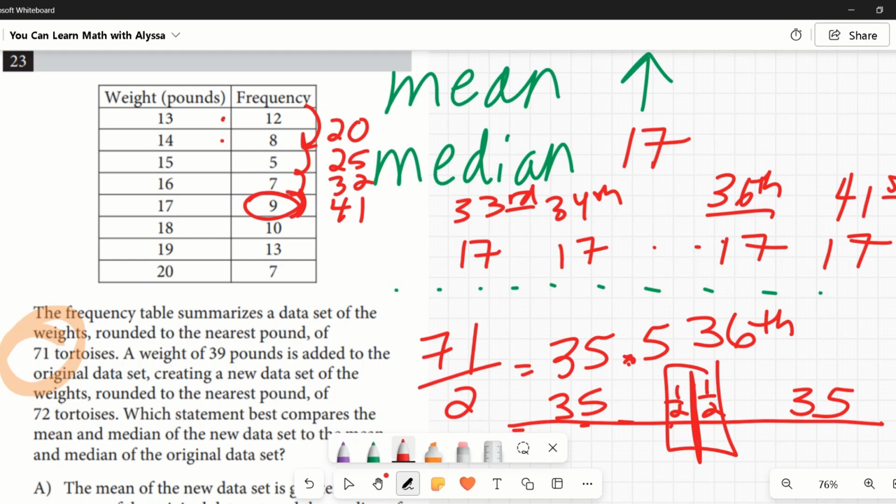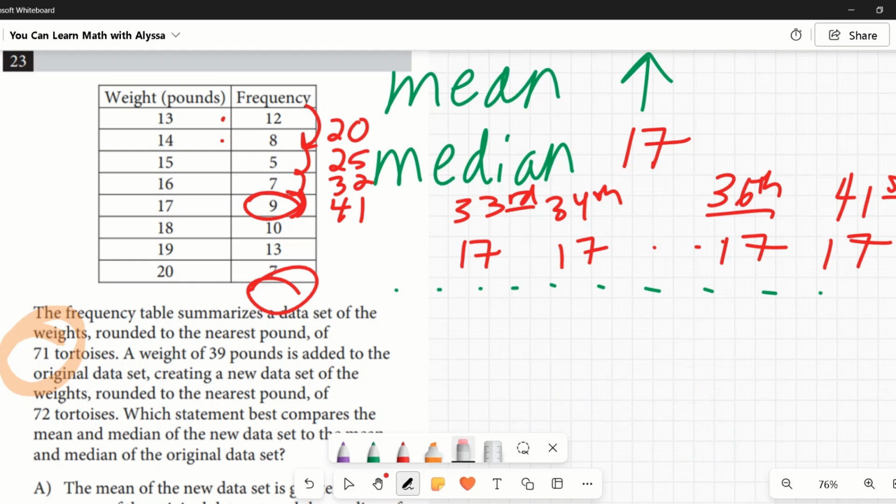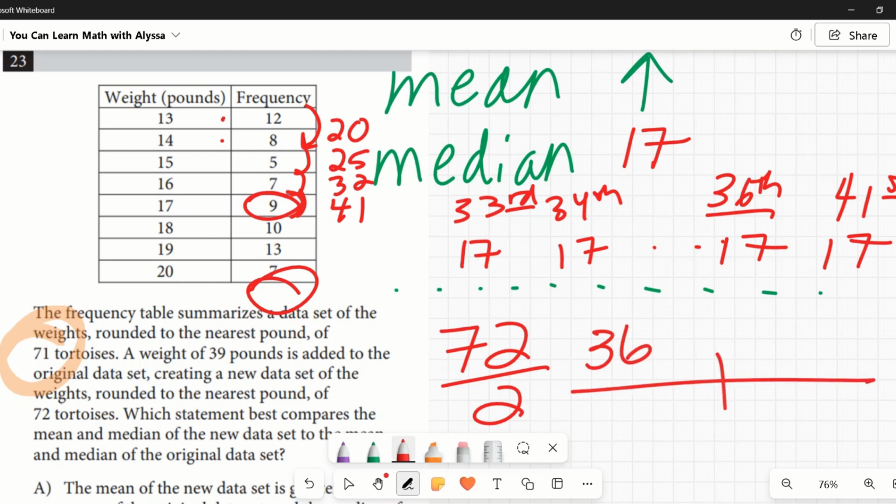Now when we add one more number on the end of this, what's going to happen to that median? Well, we no longer have 71 numbers. We have 72 numbers. 72 divided by 2 is 36. So now we've got 36 numbers on the left, 36 numbers on the right, and there is no number in the middle that's getting split. So we need to find the two numbers on either side. This would be the 36th number and the 37th number.